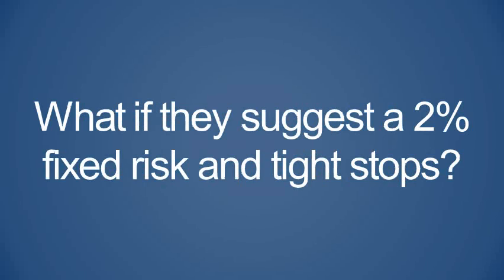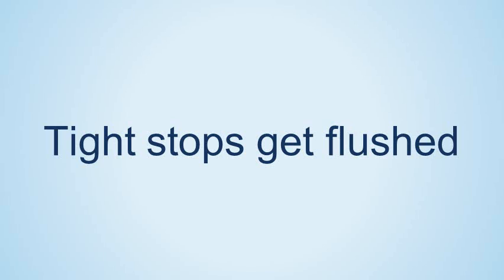So what if they suggest a 2% fixed risk and tight stops? This would certainly give you a good position size in relation to your account. However, if the stop is too tight, how many times do you get flushed out before the high reward trade actually kicks in? This can effectively drain your account through 1,000 cuts through commissions, not to mention slips and gaps.